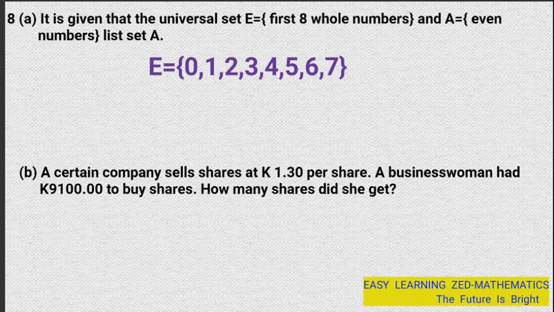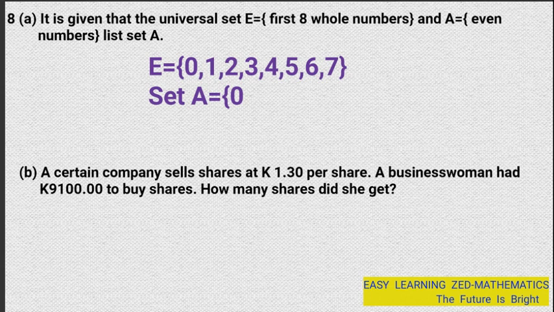Now from this, we need to come up with set A. We are told that set A is a set of even numbers. So what we're going to do is find the even numbers from this. I'm going to write set A, then open brackets. Then I'm going to write the first even number, which is 0, then the second one is 2.